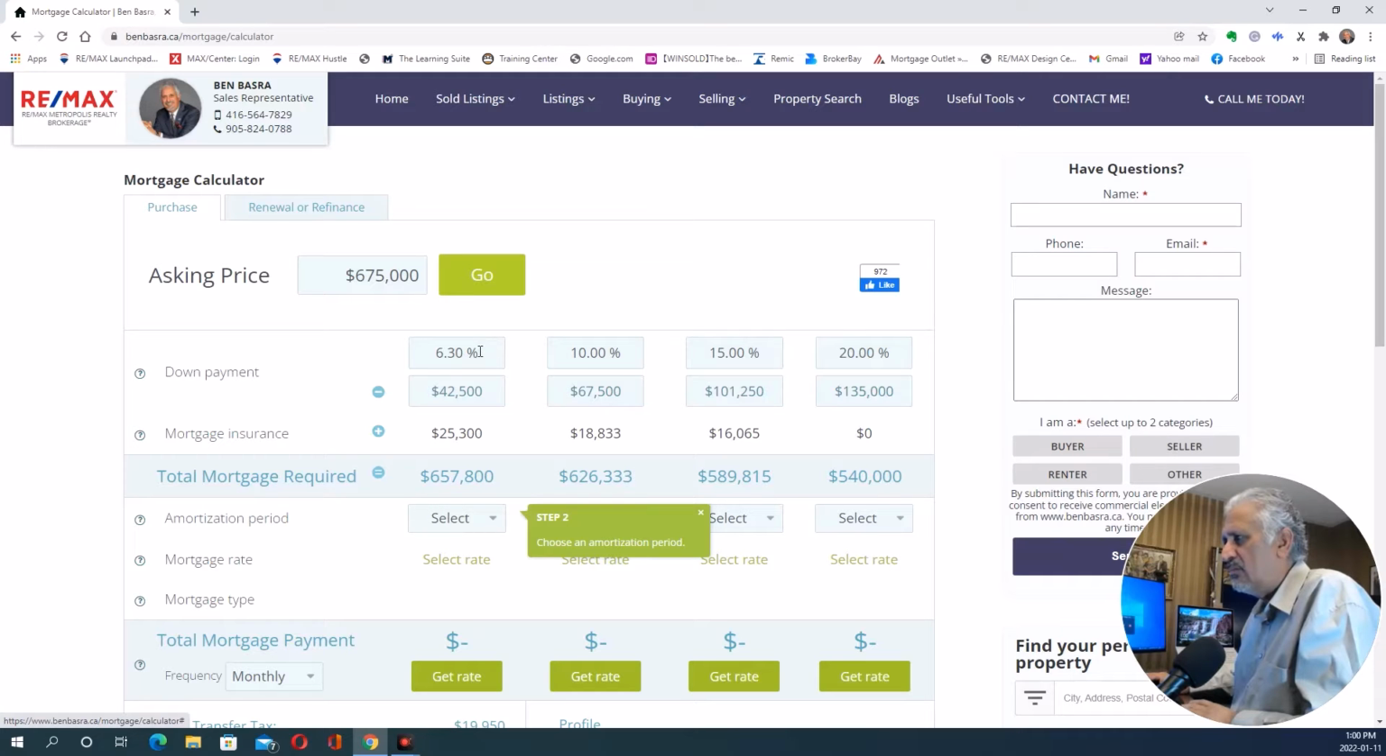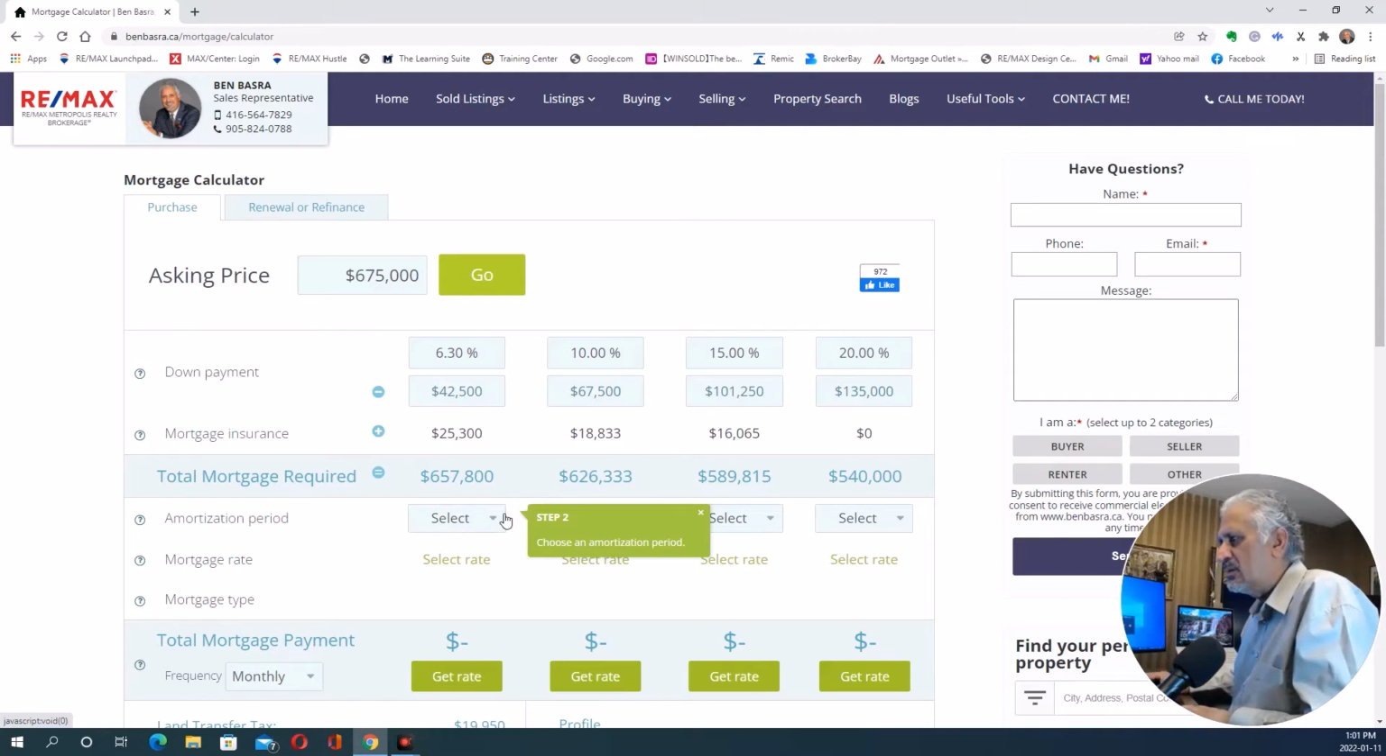If you're putting down the minimum amount, then you have to pay $25,300 CMHC insurance, and with this number down you pay $18,000. And with $100,000 down on a $675,000 condo, you will be paying $16,065. With 20%, you don't pay any insurance. And this amount gets added into your loan, your mortgage. So then you amortize it over 25 years, whatever it is.